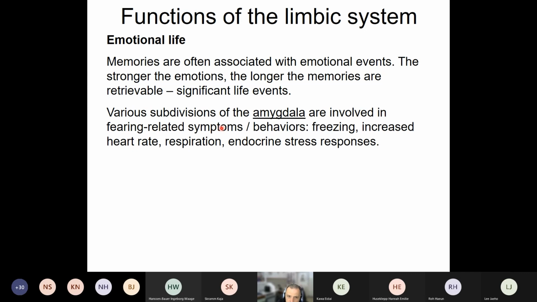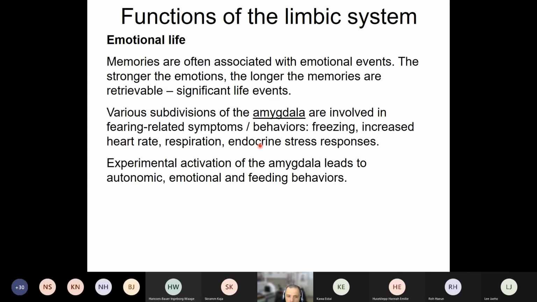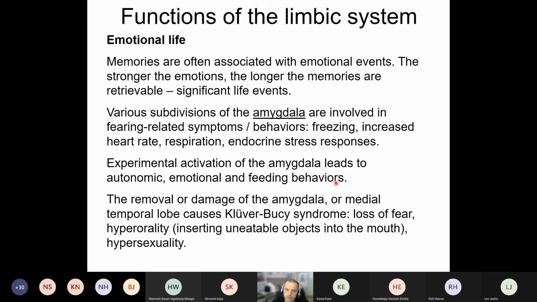And also you have the amygdala, which is involved in freezing and freezing-related symptoms. So if you are in a very stressful, life-threatening situation, then you react with freezing, with increased heart rate, respiration, and endocrine responses. This comes also from the amygdala. And if you influence the function of the amygdala in experiments, then correspondingly the emotional functions will lead to autonomic responses and feeding behaviors as well. And if we destroy the amygdala, then this is also influenced.